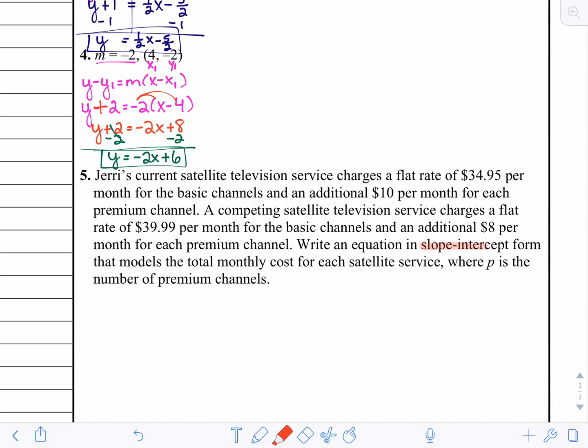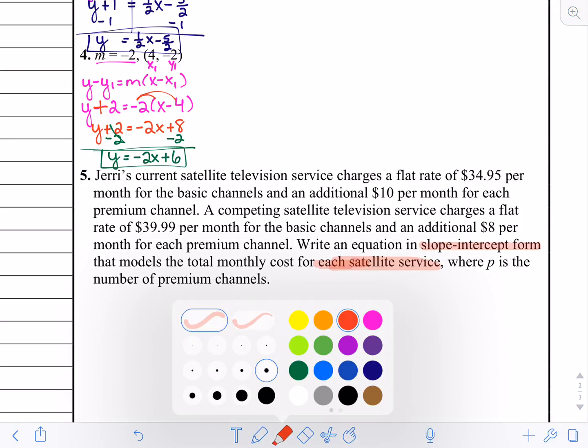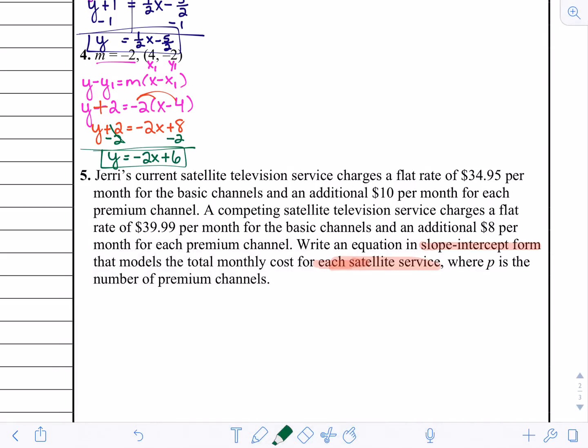So I'm going to highlight that so I know what form I have to write them in. That models the total monthly cost for each satellite service. So I'm going to have two equations. P is the number of premium channels. One equation is going to come from, and I'll highlight this instead of underlining it, this first company. So this first company, you have a flat rate of $34.95 per month and additional $10 per month for each premium channel. So I'm going to go ahead and write that one first.